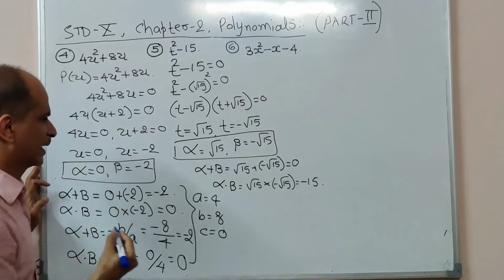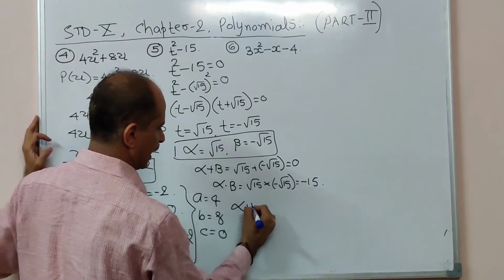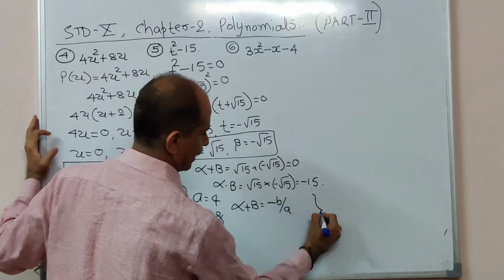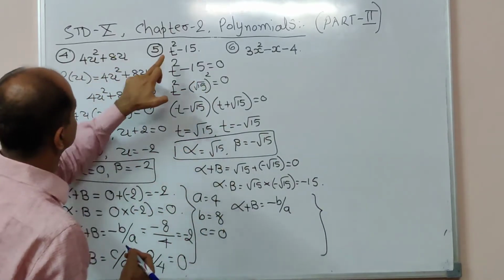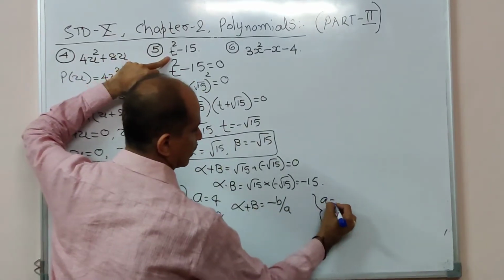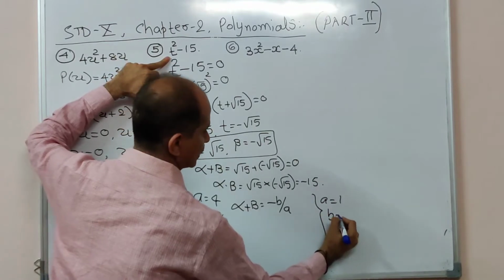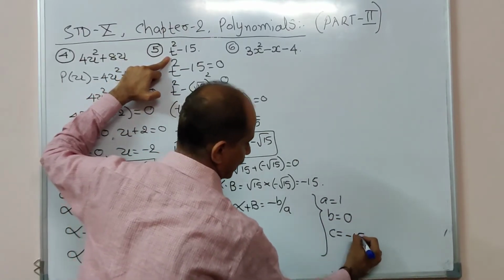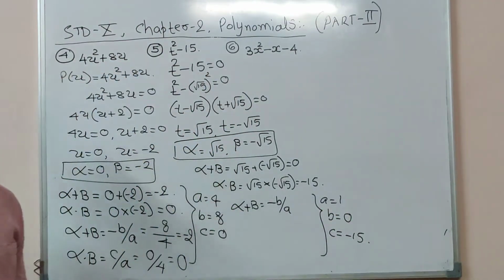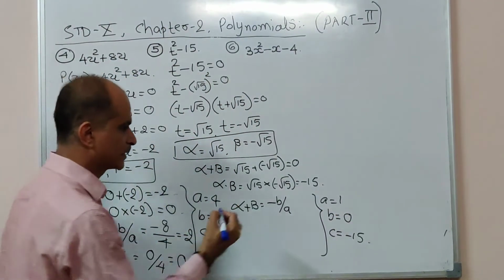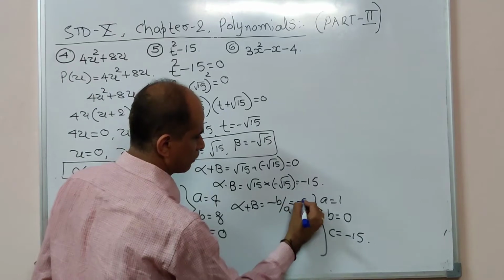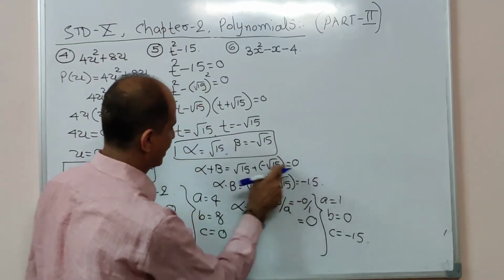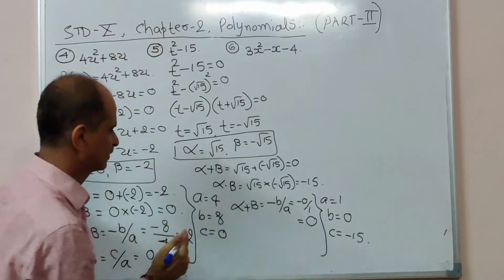Now let us verify this with the help of the formula. Alpha plus beta is equal to minus b by a. Let me find out a, b and c. Here a means 1, b means 0 and c, the constant coefficient, is minus 15. So alpha plus beta is equal to minus b by a, so minus 0 by 1 is equal to 0. It verifies with alpha plus beta.